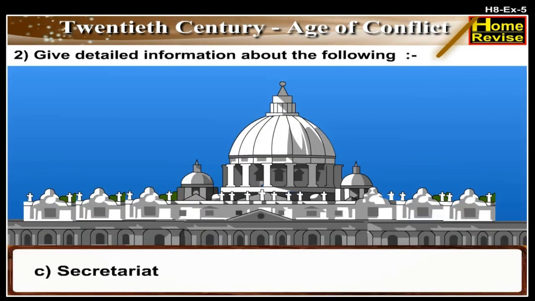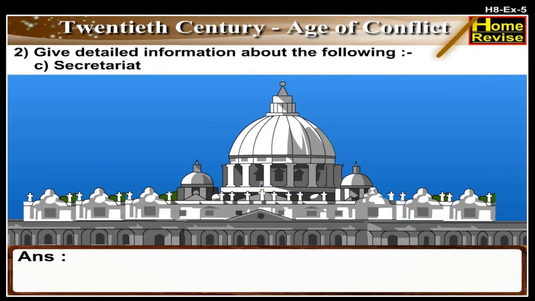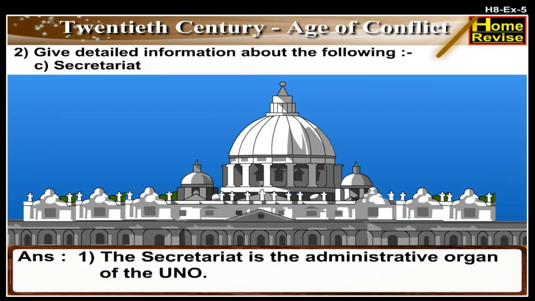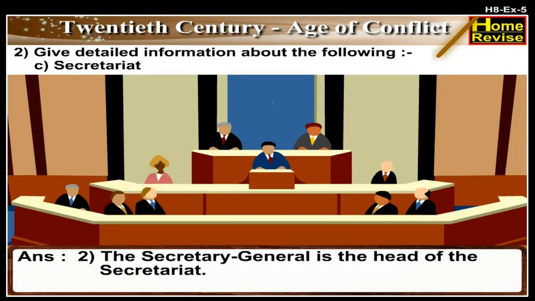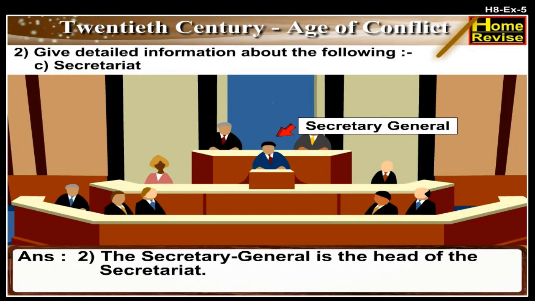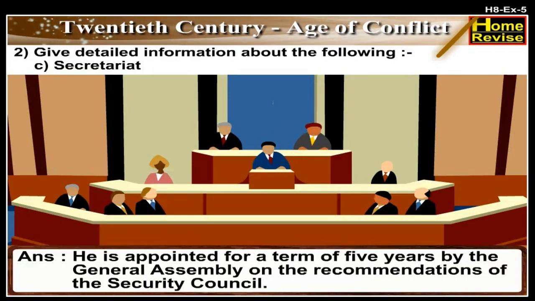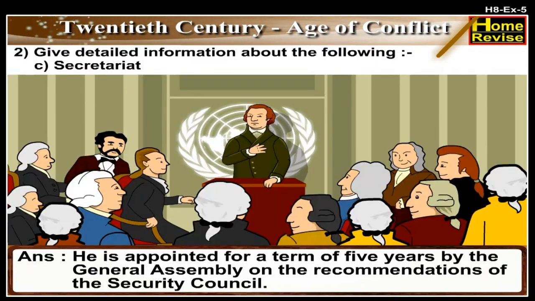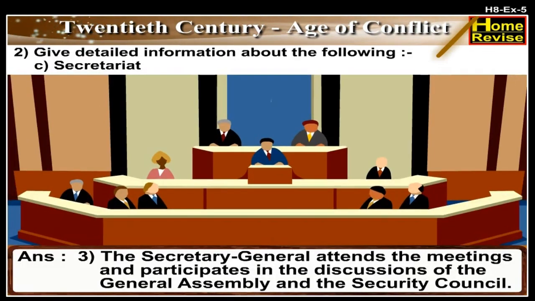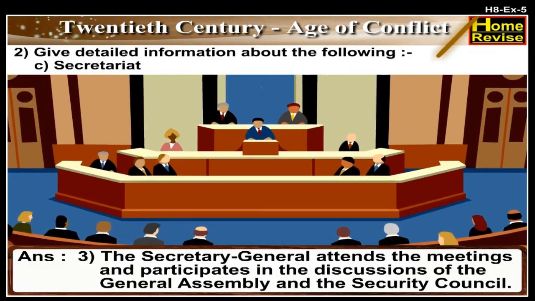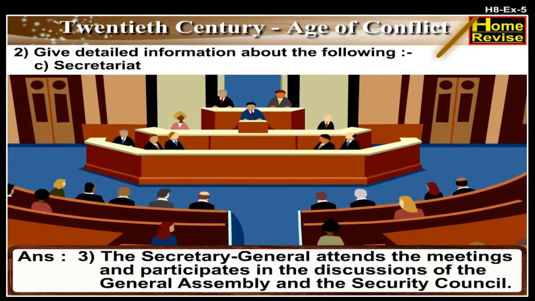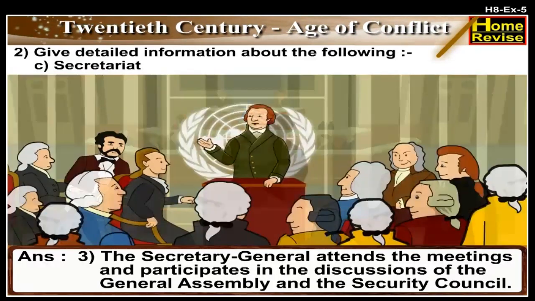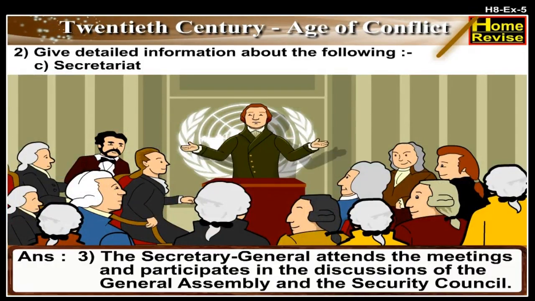C. The Secretariat. Answer. 1. The Secretariat is the administrative organ of the UNO. 2. The Secretary General is the head of the Secretariat. He is appointed for a term of 5 years by the General Assembly on the recommendations of the Security Council. 3. The Secretary General attends the meetings and participates in the discussions of the General Assembly and the Security Council.